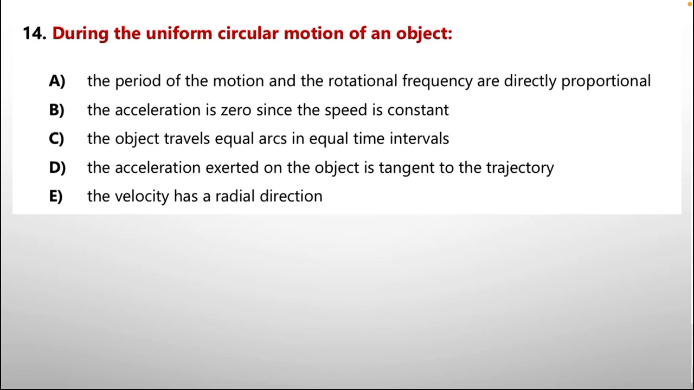Moving on, question number 14. During the uniform circular motion of an object, A. The period of the motion and the rotational frequency are directly proportional. B. The acceleration is 0 since the speed is constant. C. The object travels equal arcs in equal time intervals. D. The acceleration exerted on the object is tangent to the trajectory. E. The velocity has the radial direction.